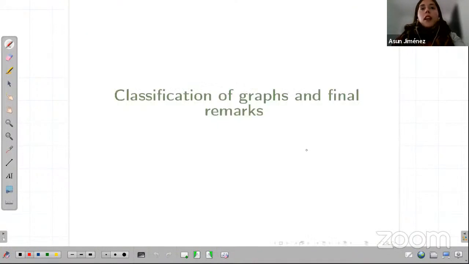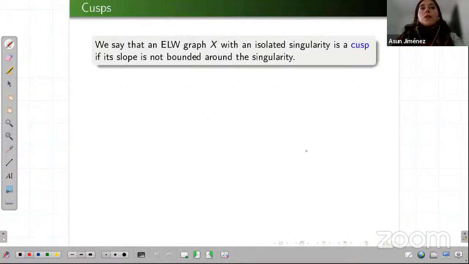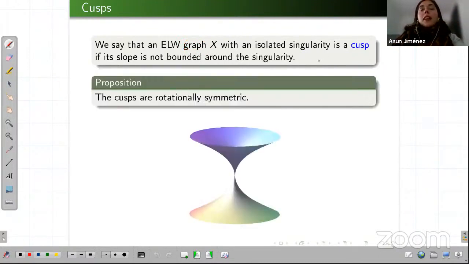So to finish, I will give the classification of graphs. And I want to formalize the definition of a cusp. We will say that a graph here, and I will give the details of what I mean by a graph, in fact, is a bigraph. We say that a surface is a cusp whenever the slope becomes vertical when we approach the singularity, and what we prove is that all cusps are rotationally symmetric, okay, when you assume that the surface around the singularity is embedded.